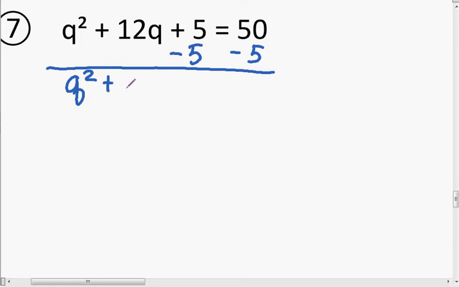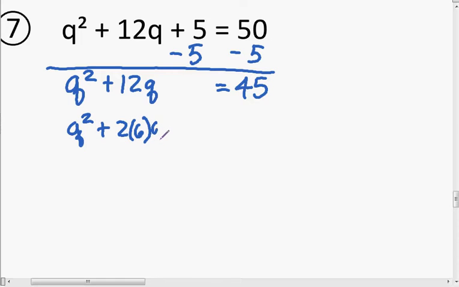Once again, I'm using the addition property of equality. I can add a negative 5 to both sides, just like we did with Ms. Bodie. And now I see I have q squared plus 12q. I can make that into a perfect square binomial by changing this to q squared plus 2 times 6q plus 6 squared equals 45 plus, I added 6 squared here. I'm going to add 6 squared here also.